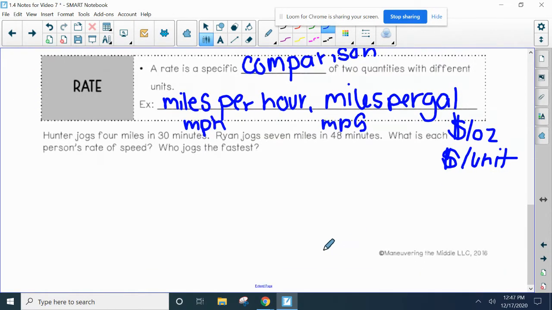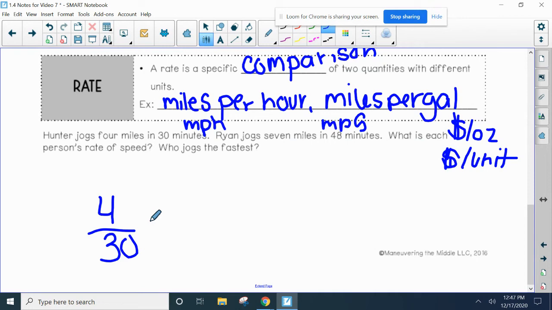All right, so it tells us Hunter jogged 4 miles in 30 minutes. Ryan jogged 7 miles in 48 minutes. What is each person's rate of speed? Who jogs the fastest? So I have 4 miles in 30 minutes. I want to know how many miles he travels in 1 minute.